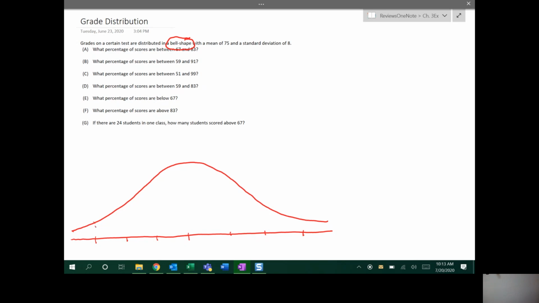I always draw in dotted lines. Your book has some solid lines at these tick marks. And labeling each of these spaces. So I think I'll go sideways. So we have 34.13%, and these two in the middle. We have 13.59% in the next two.